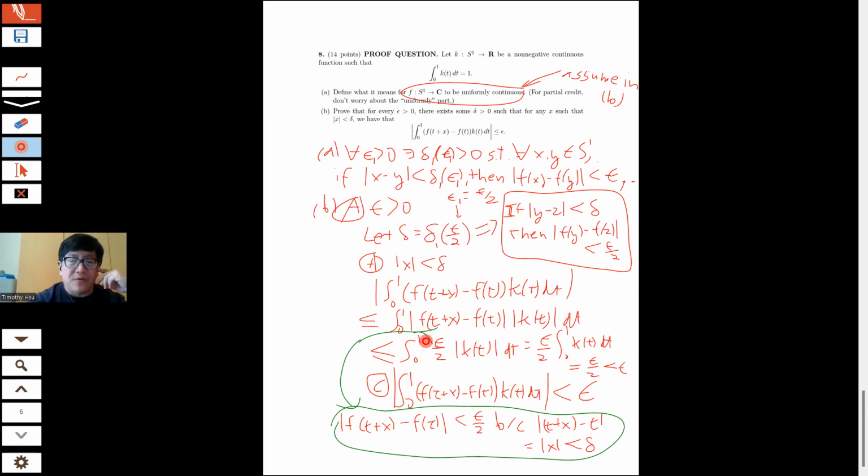So now we have the integral from 0 to 1 of epsilon over 2 times the absolute value of k over t dt. Well, epsilon over 2 is a constant, so you can pull it out. And k, well, k is assumed to be non-negative. There it is up there. And so we can replace the absolute value of k with just k, and that integral is 1. So that's going to be equal to epsilon over 2, which is in fact strictly less than epsilon. Ta-da!